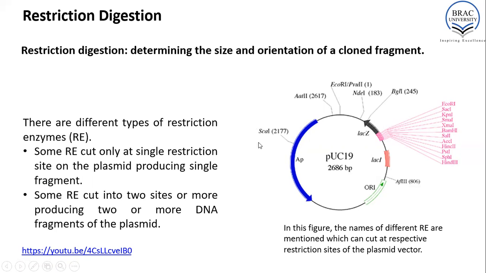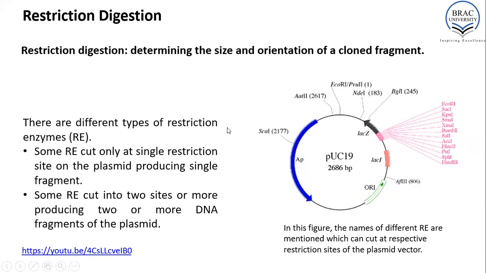And here we see that the ScaI restriction enzyme is cutting at the 2177 base pair position. There is EcoRI here, HindIII here, and BglII, BglI also cutting in here. And there is a multiple cloning site, and you see a lot of enzymes here which are cutting in here. So this is the position which we normally use to clone our DNA. As the name suggests, this is called a multiple cloning site.